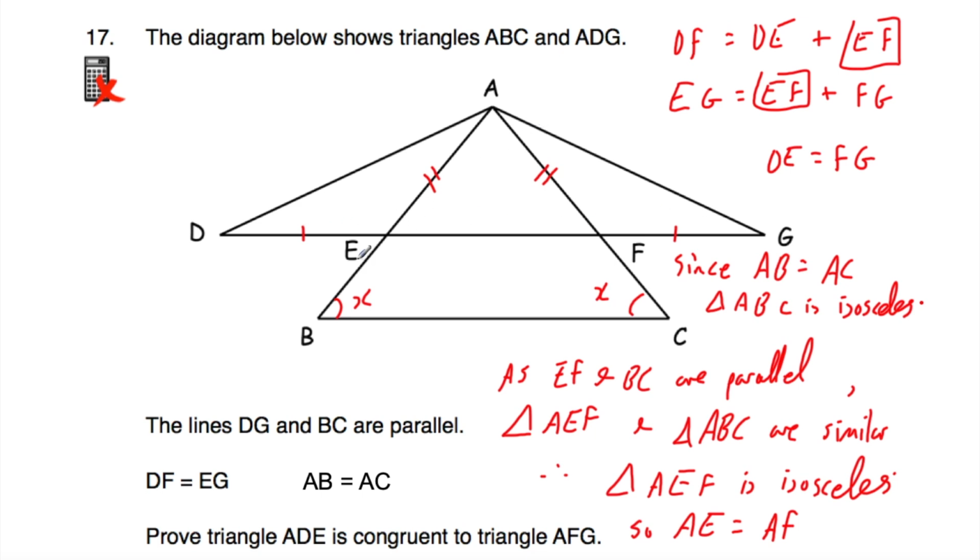Now we know we've got some parallel lines. We know that DG is parallel to BC. So that means we've got some corresponding angles.